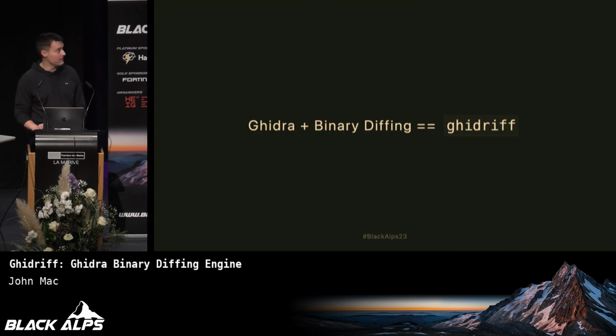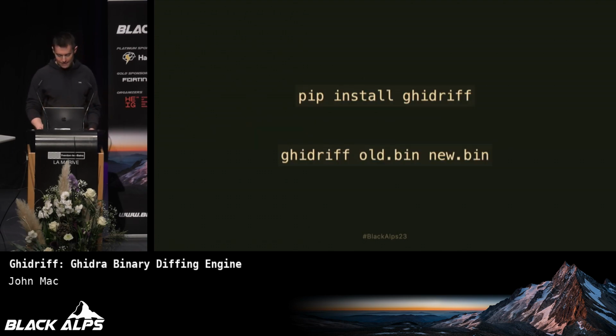We'll start with the name. I think the name works. Ghidra and binary diffing together is Ghidriff. I have another cool tool called GhidraComp, which is just a command line decompiler, and I think it'll stick. But my main motive for this whole talk is to get you to try this command, pip install Ghidriff, and then run it on the command line with two binaries that you want to compare.